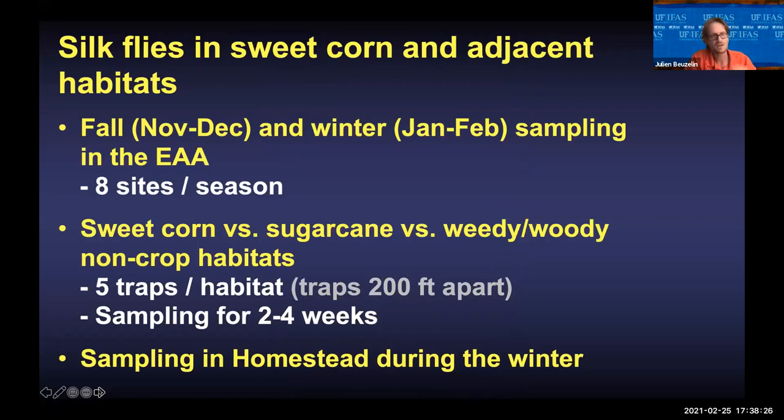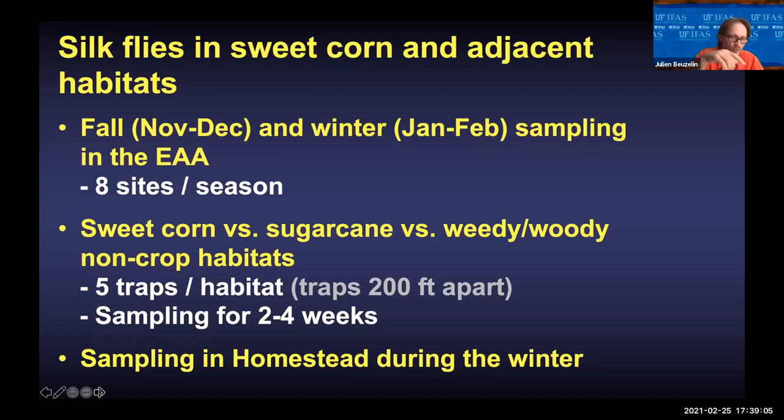So what we did to determine populations, at least of adults, in different habitats. This past fall and this current winter, we've been conducting some sampling in the EAA, and each season we had eight sites. And at each site, we had a commercial sweet corn field, a sugarcane field, and a weedy, woody non-crop habitat. And all of those were within about half a mile.